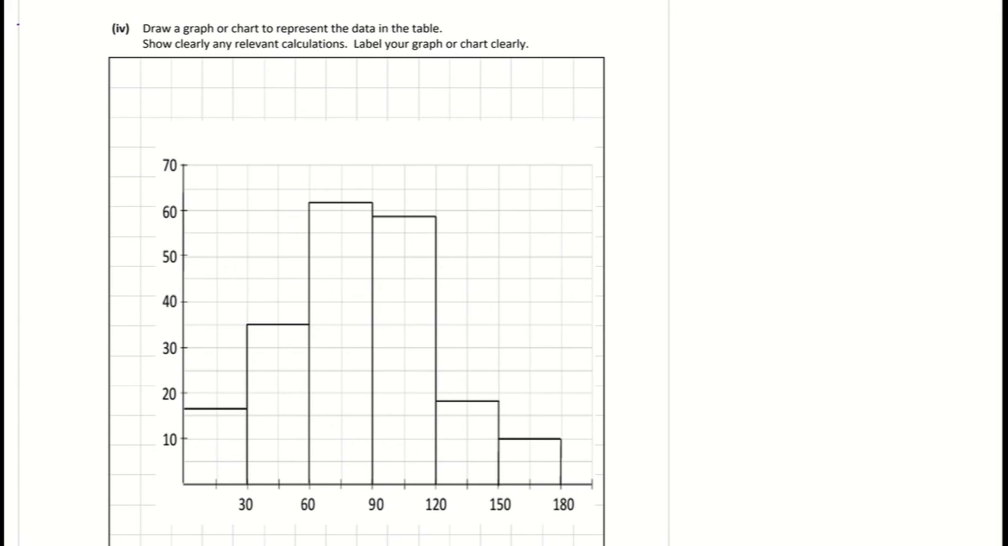On your histogram, make sure that the bars are touching and that you have your scale. On the y-axis, I'm going to put the number of students, the frequency. On the x-axis, I'm going to put the minutes, the time. So I have my axes, I have my labels, and we could also put a title.